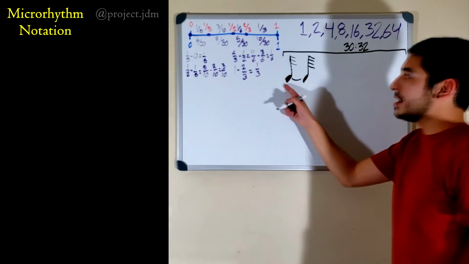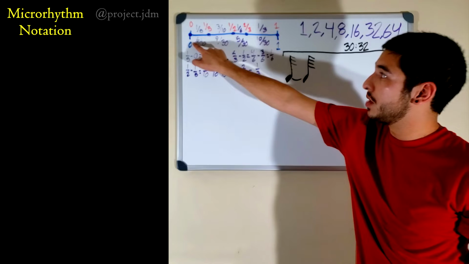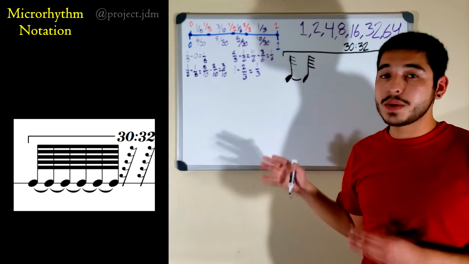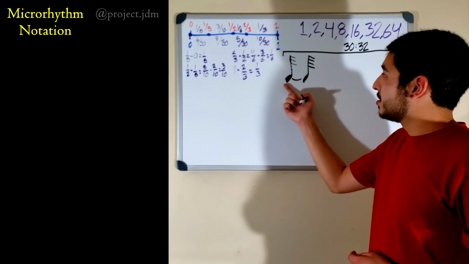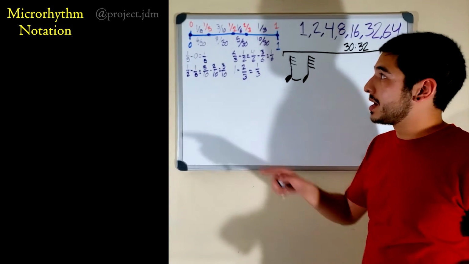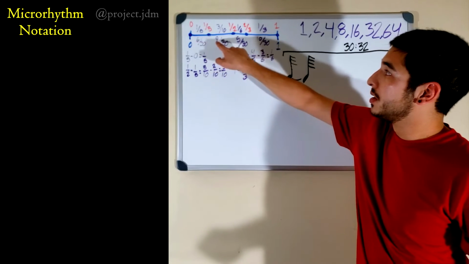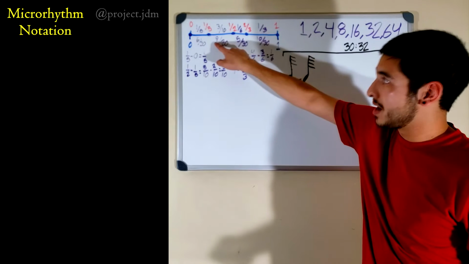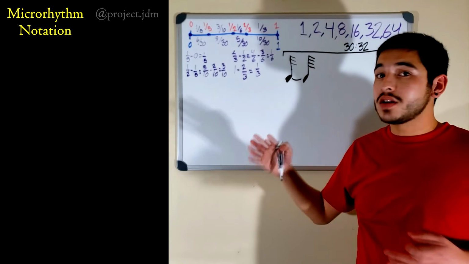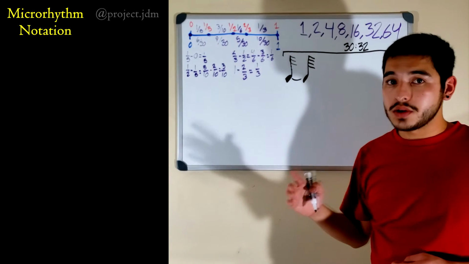But what we've learned here is that if the number of subdivisions that we're looking for, so in this case 6, is not a power of 2, then we can't notate this space just using one note. For example, right here we need 6 subdivisions, so not a power of 2. Here we need 9 subdivisions, not a power of 2. These aren't powers of 2 either. So we can't notate any of these spaces just using one single note.